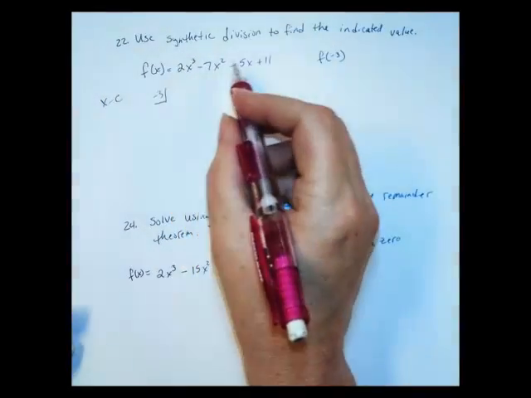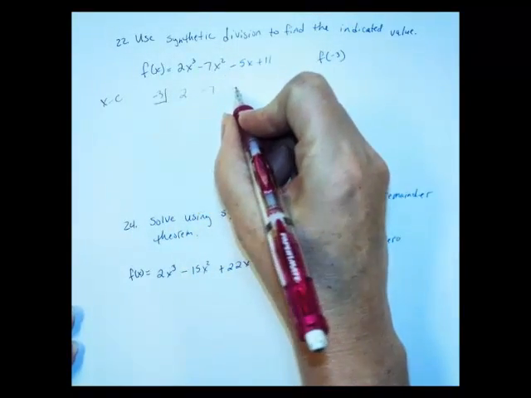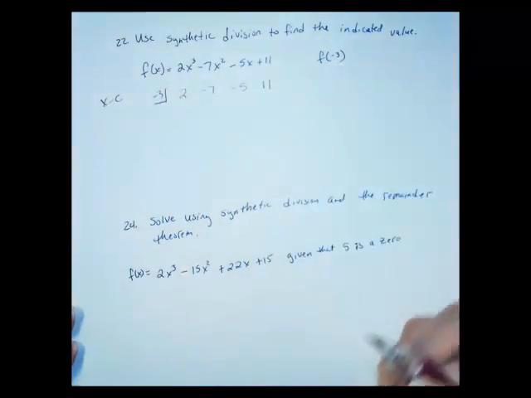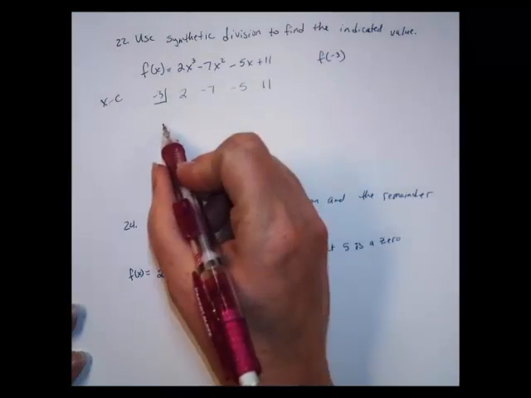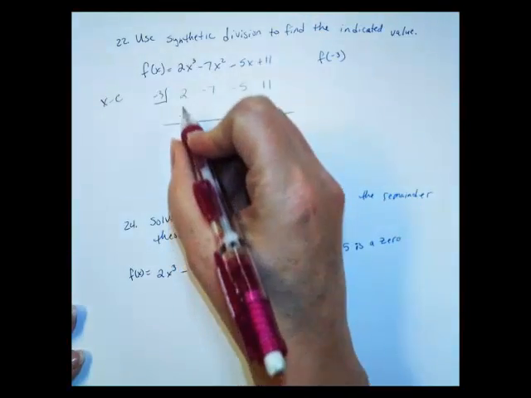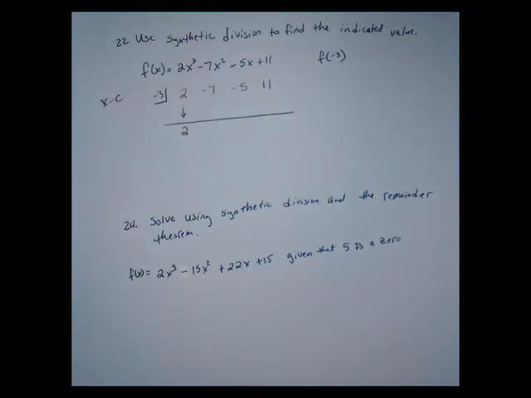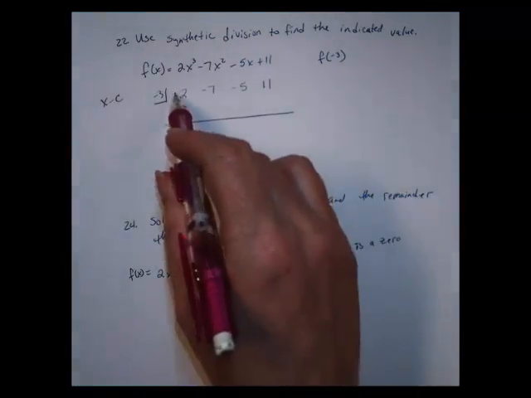Now we're going to pull all of the coefficients down, including their signs. We'll have 2, -7, -5, and 11. We're going to draw our line. The first thing we do is bring down the 2. It's always just going to come straight on down. Some people like to draw arrows. You can draw them or not. It doesn't matter. So the first number comes down.